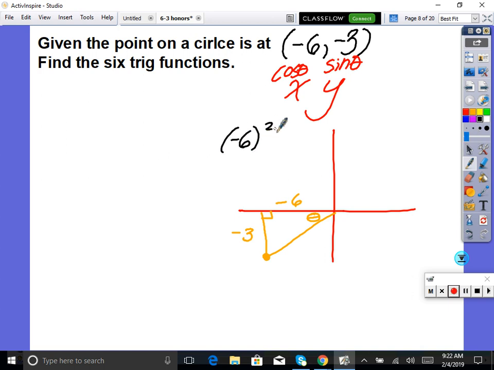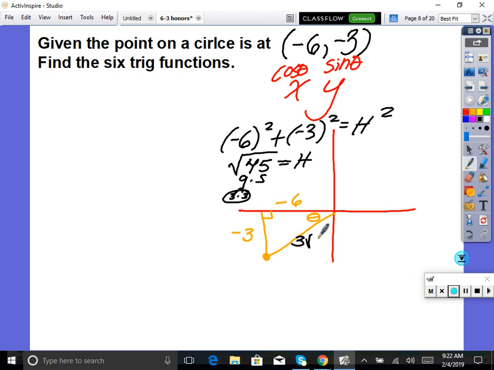Now I've got to hurry and do the Pythagorean theorem. -6 squared plus -3 squared equals hypotenuse squared. So don't we get root 45 equals h? So then we would break it down, wouldn't we? 9 times 5, 3 times 3, so 3 root 5. And hypotenuse is always positive. So now I can do the 6 trig functions. So we'll just do quick.